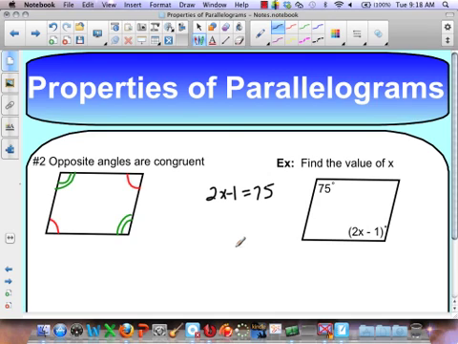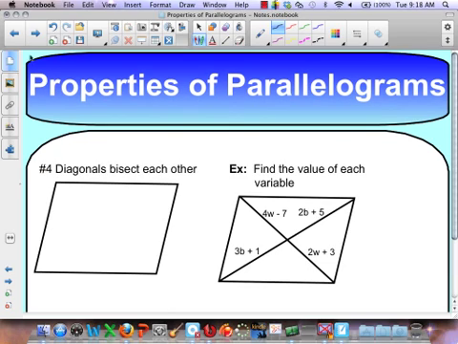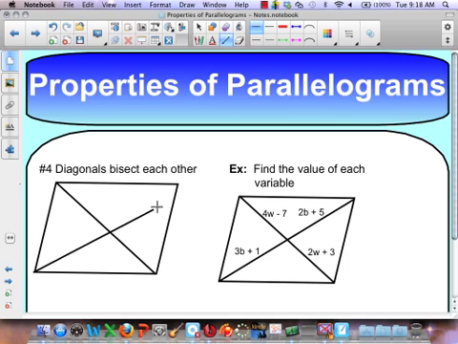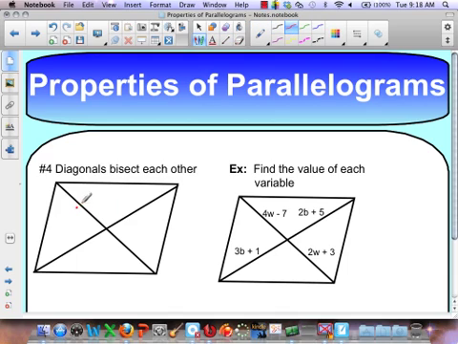So with the diagonals, right? Okay. So we should learn that the diagonals bisect each other. So if I draw my diagonals, each diagonal cuts the other one in half.